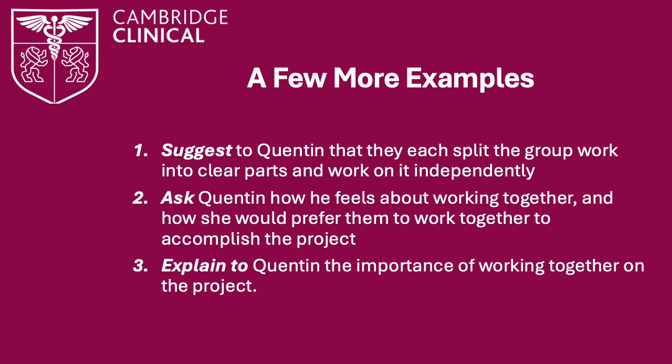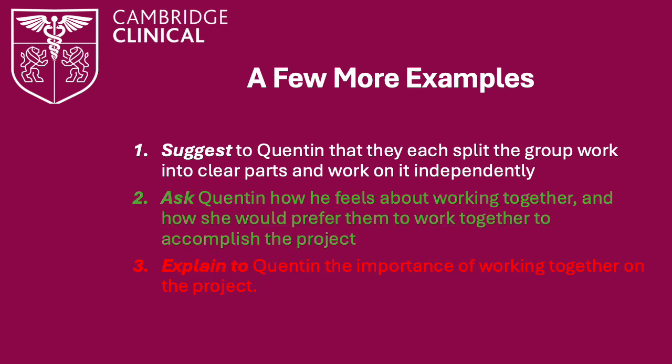Now in the UCAT, it's always the softer approaches that are better when dealing with fellow students. So using that logic then, the option which involves Quentin the most and is most cooperative, such as number 2 when we're asking him how he feels, is the most appropriate. And the option that is most authoritarian and bossy, which is explaining to Quentin, option 3, is the least appropriate.